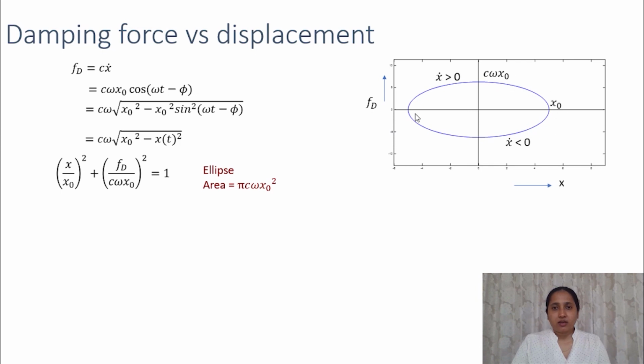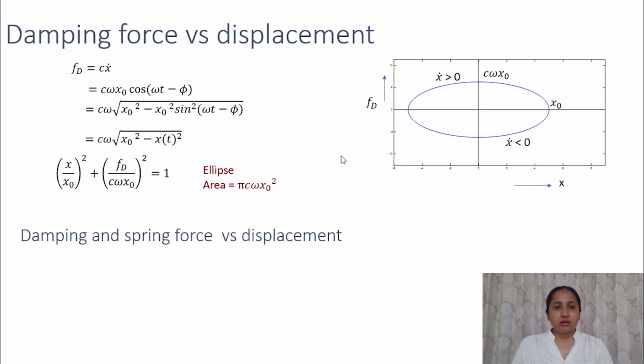So this is how the damping force looks like. So x-axis is the displacement and y-axis is the damping force. So this damping force is a double valued function. So for each value of x, this will have two values. When the velocity is positive, the damping force is positive, and when the velocity is negative, the damping force is also negative. Now let's see how damping and the spring force varies with displacement.